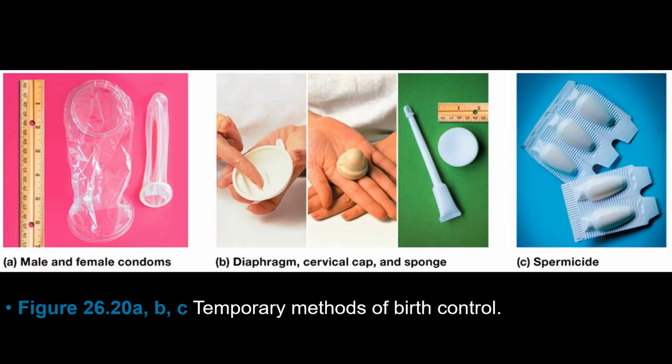Here we can see some of those temporary methods. We got the male condom here and the female condom here. This would be a diaphragm. You have a cervical cap here and the sponge. And over here you have some packets of spermicide.